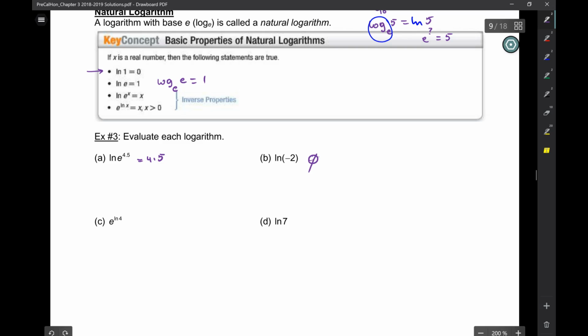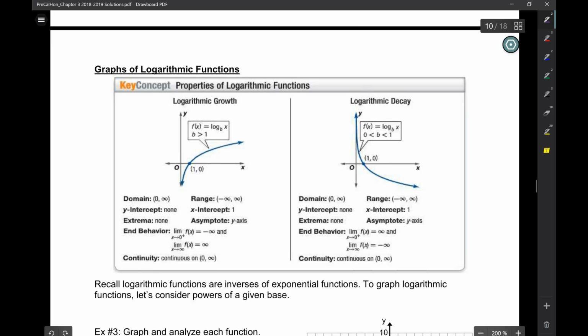E to the ln of 4 is just 4. ln of 7, this is a calculator one. Somebody help me out here. We don't want rounded, we want precise. 1.946. Good, yes. Okay, 1.946. All right.